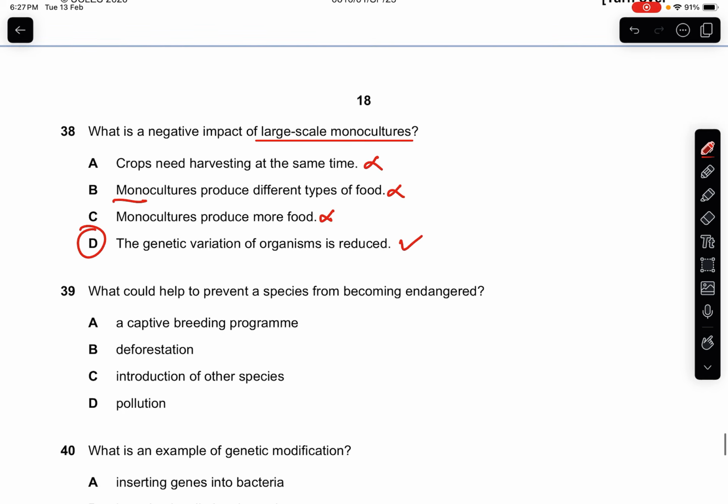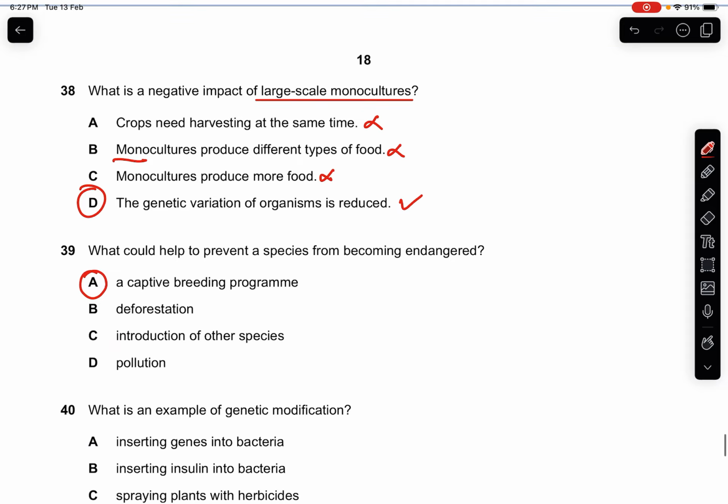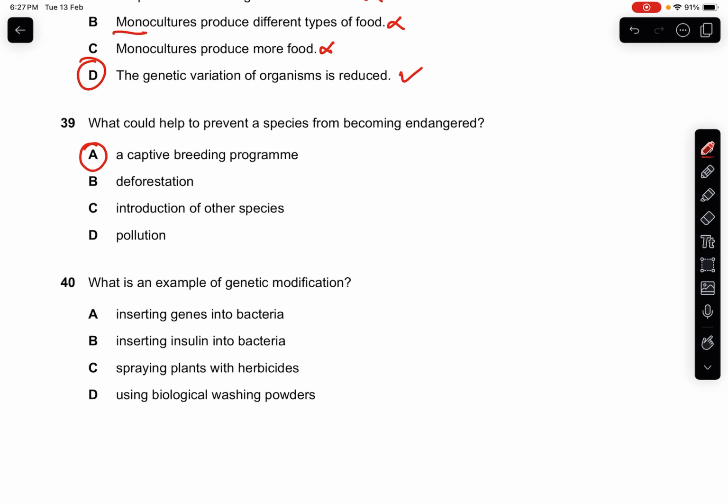Question 39. What could help to prevent a species from becoming endangered? You can see the most obvious one is a captive breeding program. Last question, question 40. What is an example of genetic modification? Genetic modification is always about inserting a particular gene into a bacteria, where the bacteria is able to replicate it in 20 minutes. Very, very fast process. So the answer would be A.